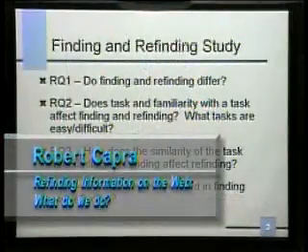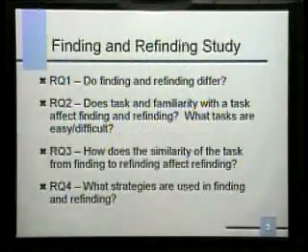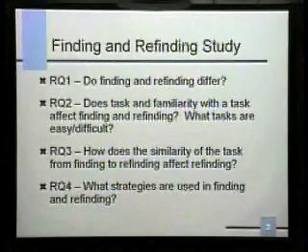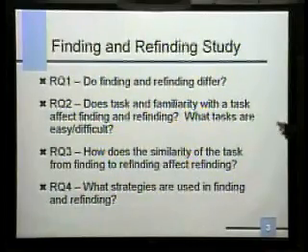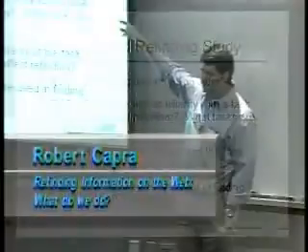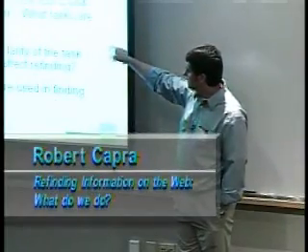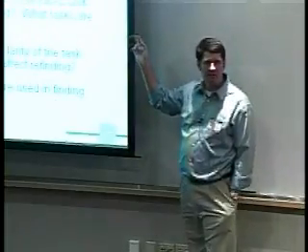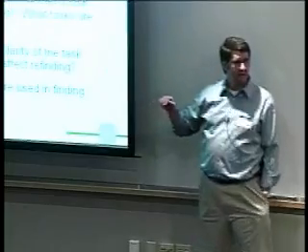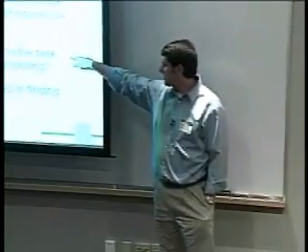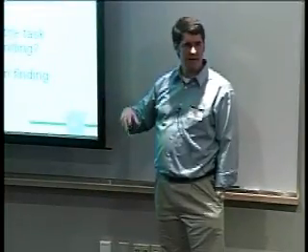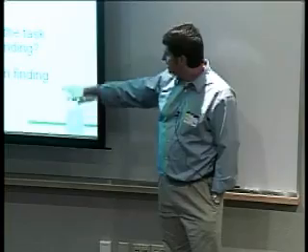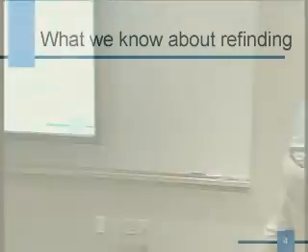1, do refinding and finding differ? 2, how does your familiarity with a task, and how does the task itself, affect refinding? Different tasks may be easier or harder to refind, and so we're interested in what tasks are easy and difficult. 3, how does the similarity of the task from finding to refinding affect that process? I'll go into more detail about this one. It's a little more complicated to explain, but if the task was identical when you found it and refound it, maybe it's easier or harder. And 4, what strategies do people use?